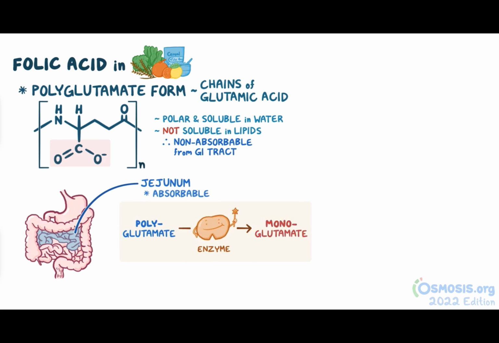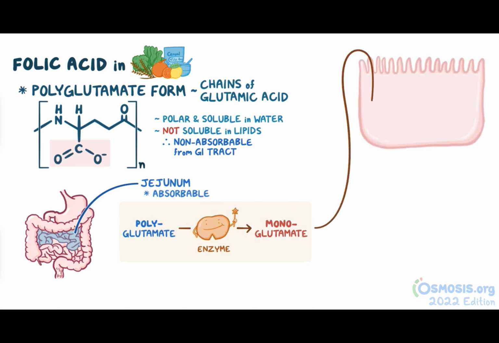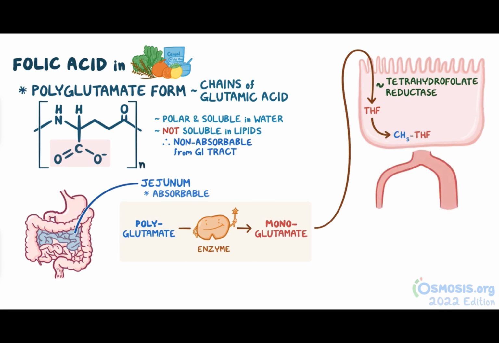Monoglutamate is smaller and less negatively charged, so these monoglutamate residues of folic acids can pass through the cell membrane and enter the jejunal cells, where they're converted into tetrahydrofolic acid, or in short, THF, by the enzyme tetrahydrofolate reductase. These THFs then get methylated into a more stable form called methyl THF. Once formed, the methyl THF then leaves the jejunal cell and enters the bloodstream.